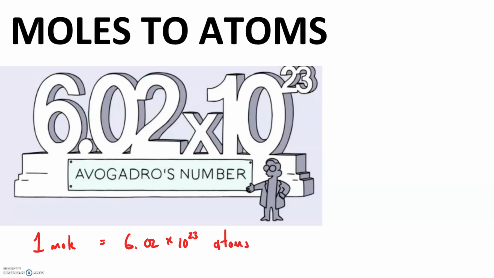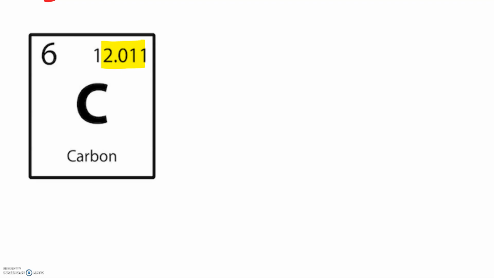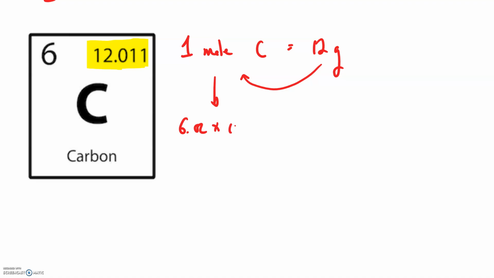And if you recall, we used it by taking this value for atomic mass and turning it into molar mass. And so we know that 1 mole of carbon, that's 12 grams. So if you have 12 grams, you have a mole. And if you have a mole, you have 6.02 times 10 to the 23rd atoms. Well, we're going to take this a step at a time.